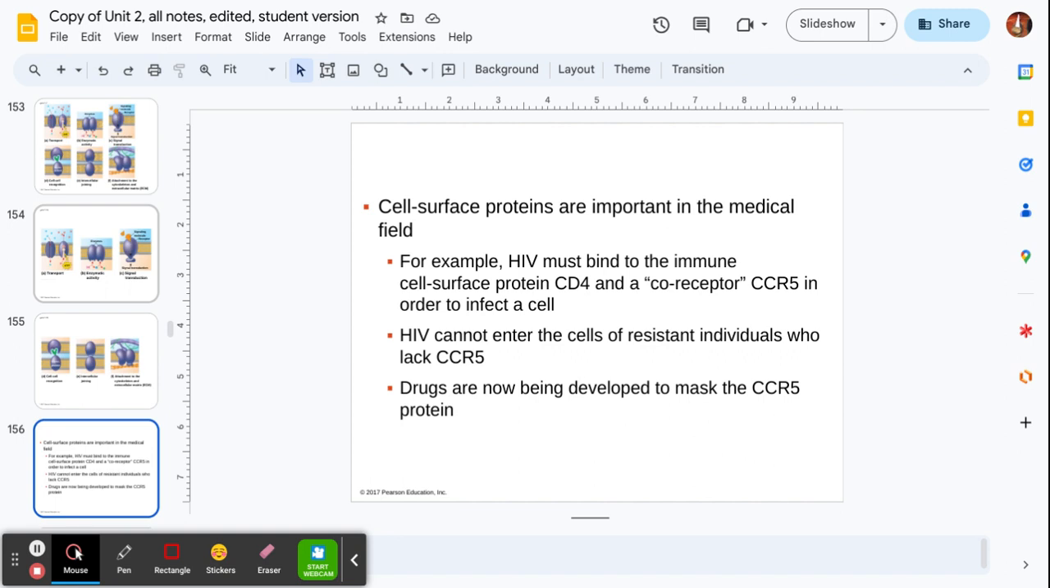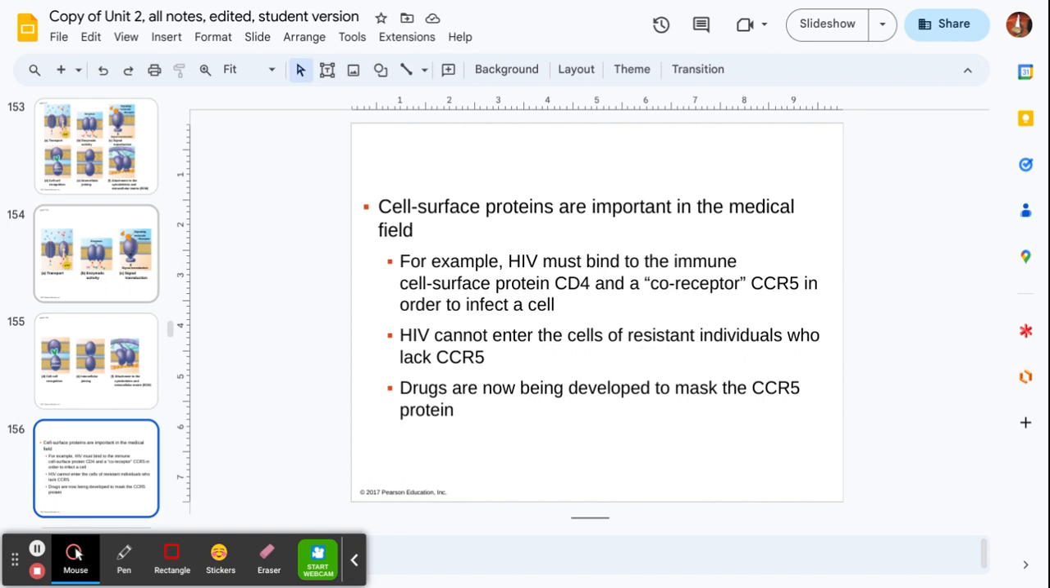These are important in medical. There's all sorts of medical applications. There's just one here shown as an example. HIV is the precursor. It's the virus that causes AIDS, and that compromises the immune system.